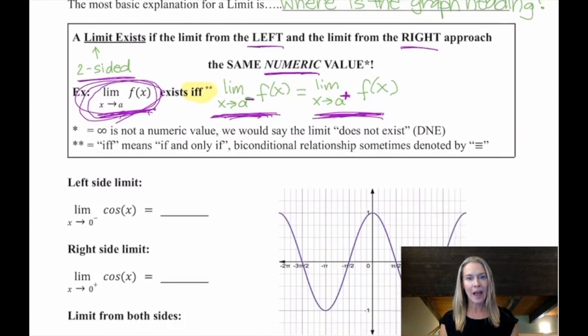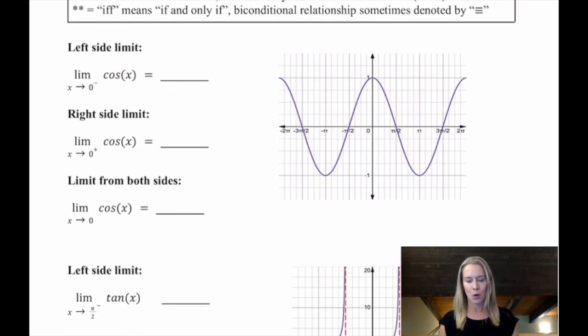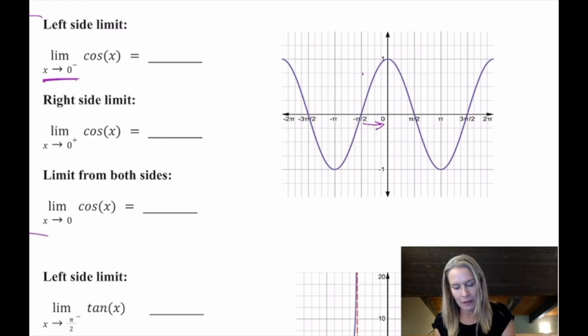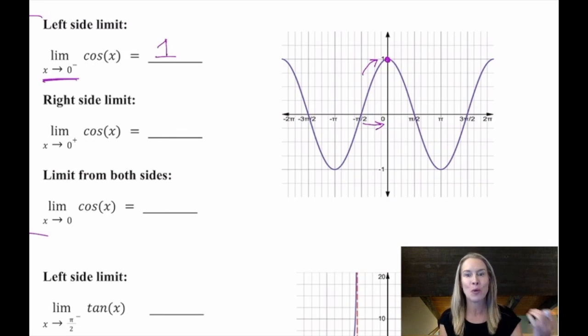So let's take a look at the graph of y equals cosine x. You'll notice I have the left-hand limit, the right-hand limit, and the limit from both sides notation here. Let's take a look at the limit as x approaches 0. Little minus sign means we're coming in from the left. So we're thinking about 0 and coming in from the left. As the graph comes in from the left towards 0, the output values, the y values, are approaching 1. So we would say that the limit from the left as x approaches 0 is equal to 1.